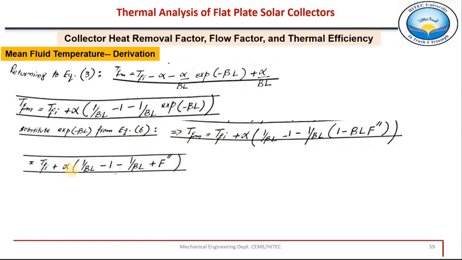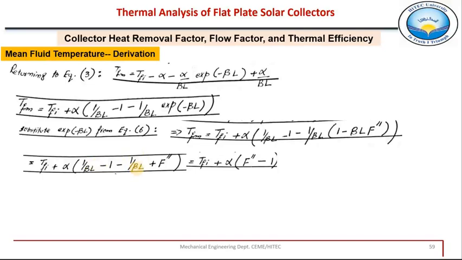So that is dfi plus alpha into 1 over BL minus 1 minus 1 over BL, which is multiplied inside here. So this BL will cancel with this BL, and what is remaining is F double dash. All right. Further simplify, this 1 over BL and 1 over BL will cancel. So what is remaining? dfi plus alpha into F double dash minus 1. Right. So that is dfm is equal to this simple term now, because this BL has been cancelled with each other.